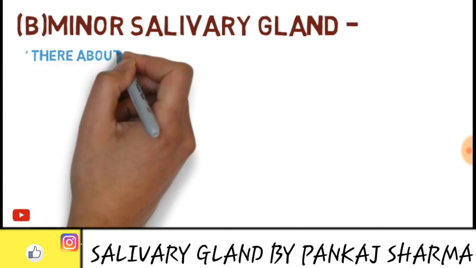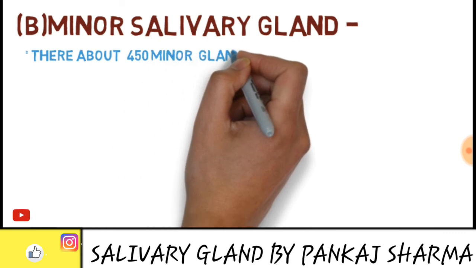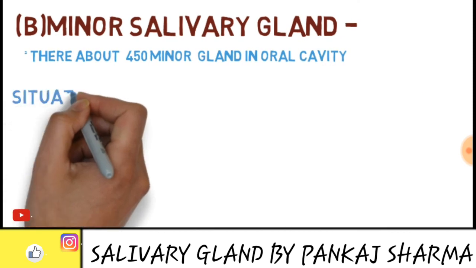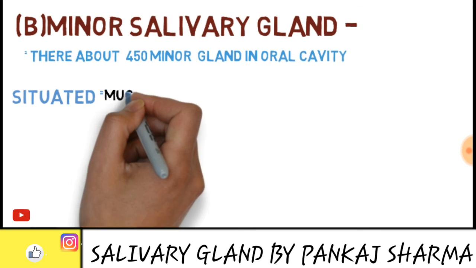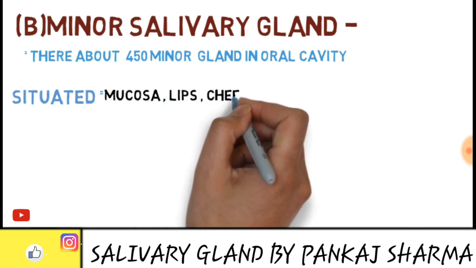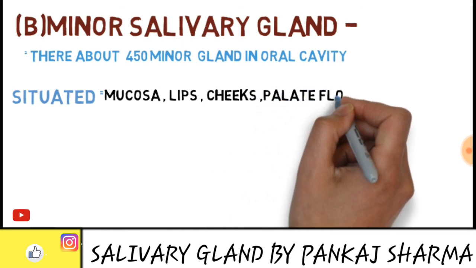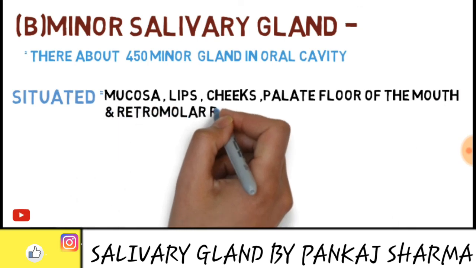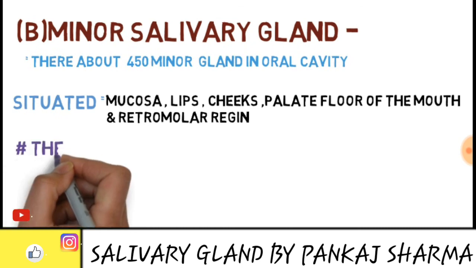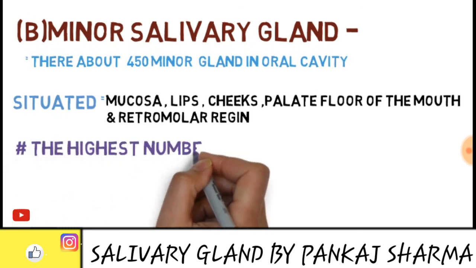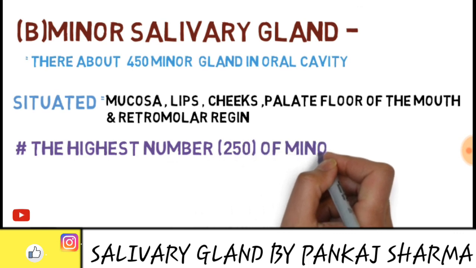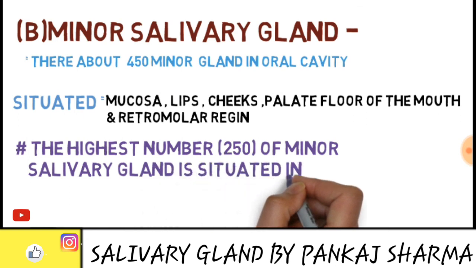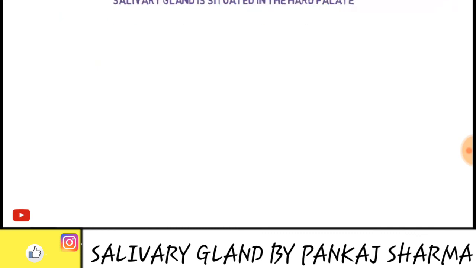Then minor salivary gland. There are about 450 minor glands in oral cavity, situated in mucosa, lips, cheeks, palate, floor of the mouth, and retromolar region. The highest number, that is about 250 of minor salivary gland, is situated in the hard palate.